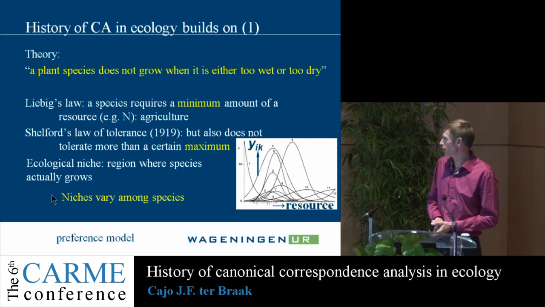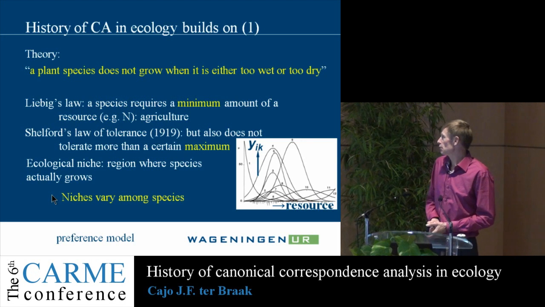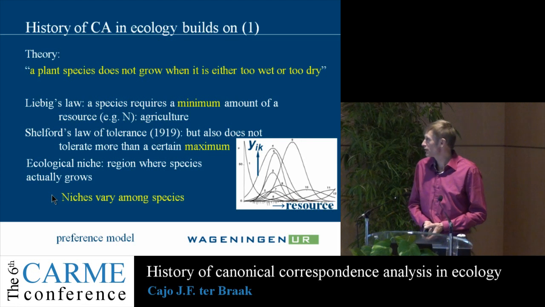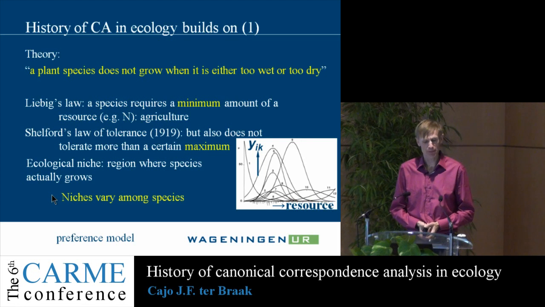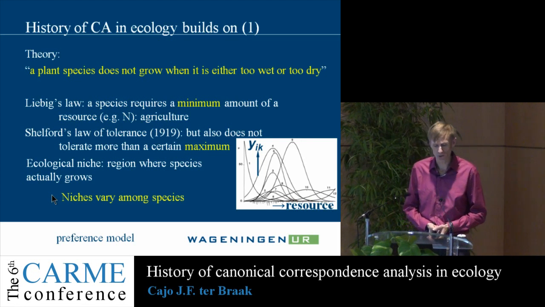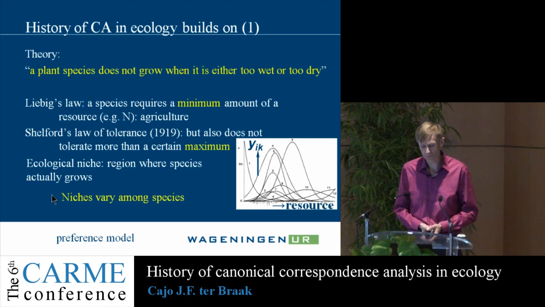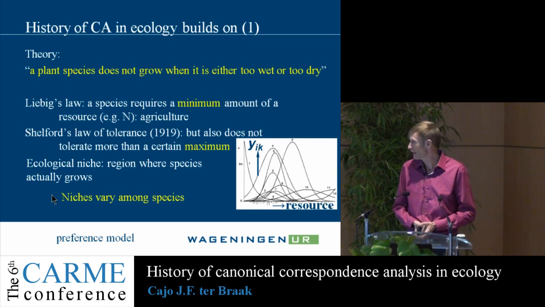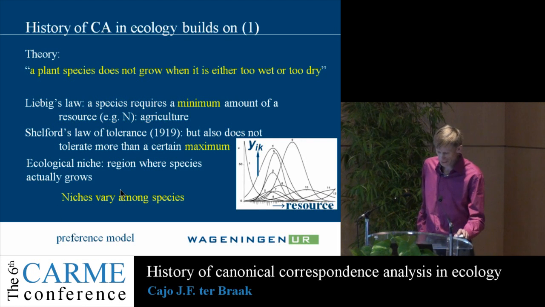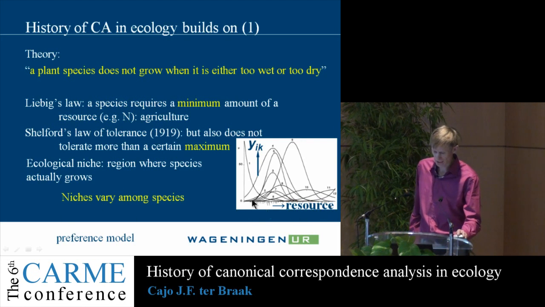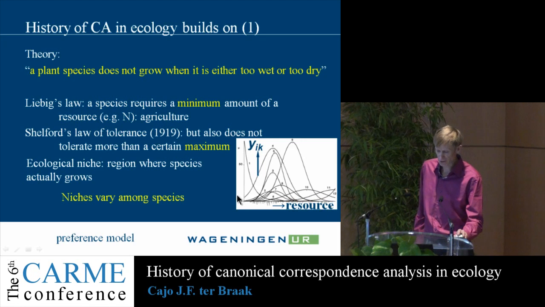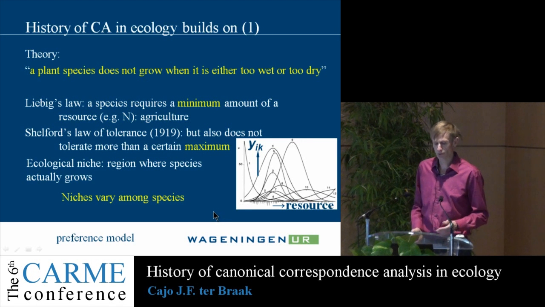But there is also another law, you should not give too much, because a species does not tolerate more than a certain maximum. So that's called Shelford's law of tolerance. And made a little bit more quantitative by Hesse in 29. And then you can draw a picture like this. Horizontal, we have the resource axis. Vertically, we have the abundance, and then, just the probability of being present. And then we have these single peaked curves, which I call unimodal curves.